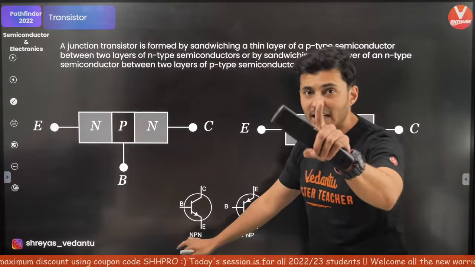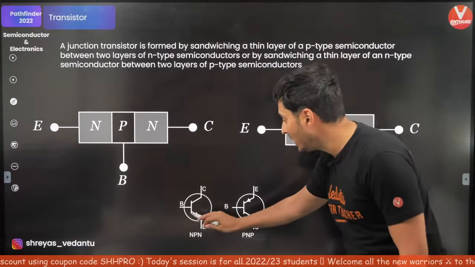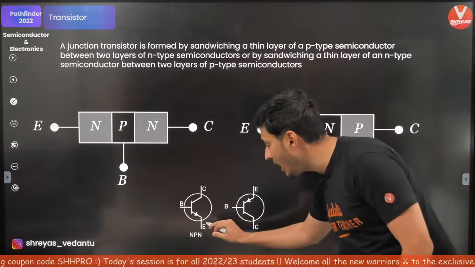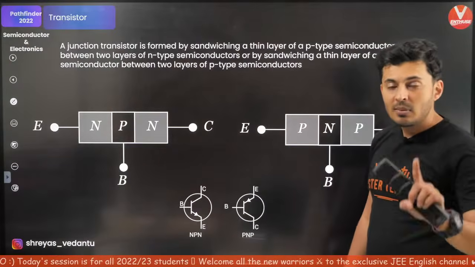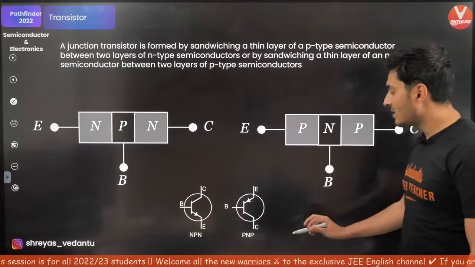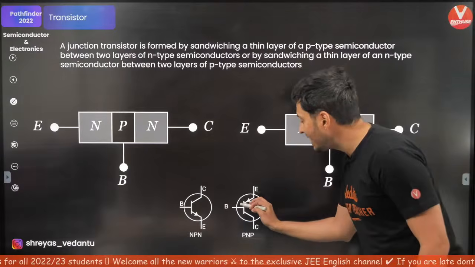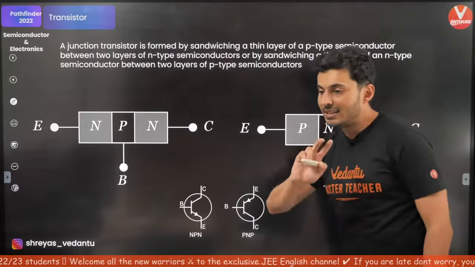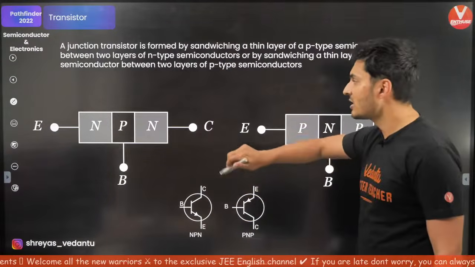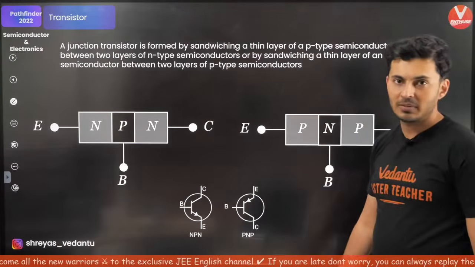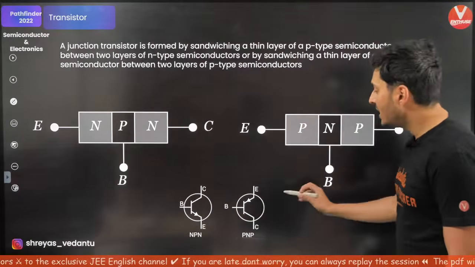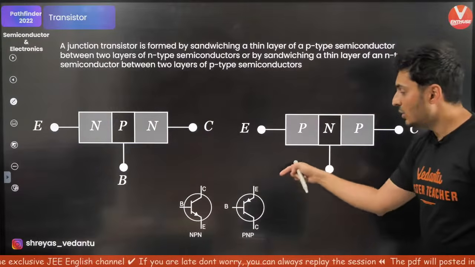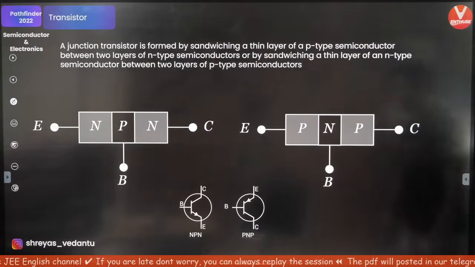For an NPN transistor, make sure you show an arrow mark which comes out from the base to the emitter. But for a PNP transistor, you show the arrow mark which comes inside from the emitter to the base. That's the only way you can distinguish between NPN and PNP. So in NPN, the arrow mark comes out. In PNP, the arrow mark in the symbol, you will see it inside. That's something which you should know.